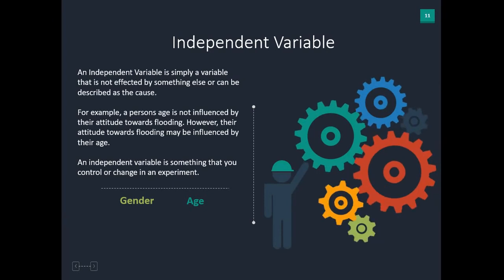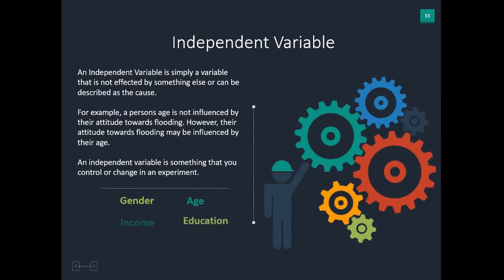So what is an independent variable then? Well, an independent variable is simply a variable that is not affected by something else, okay? Or can be described as the cause. So, for example, a person's age isn't influenced by their attitudes towards flooding. Okay, so that's an independent variable. However, their attitude towards flooding may be influenced by their age, being a dependent variable.